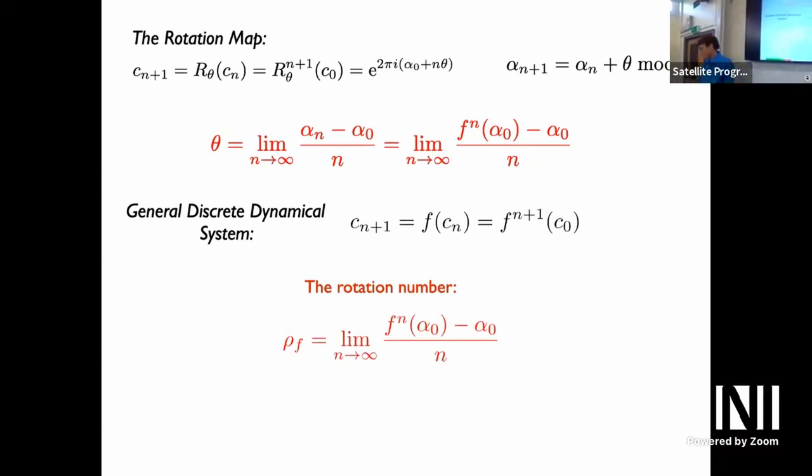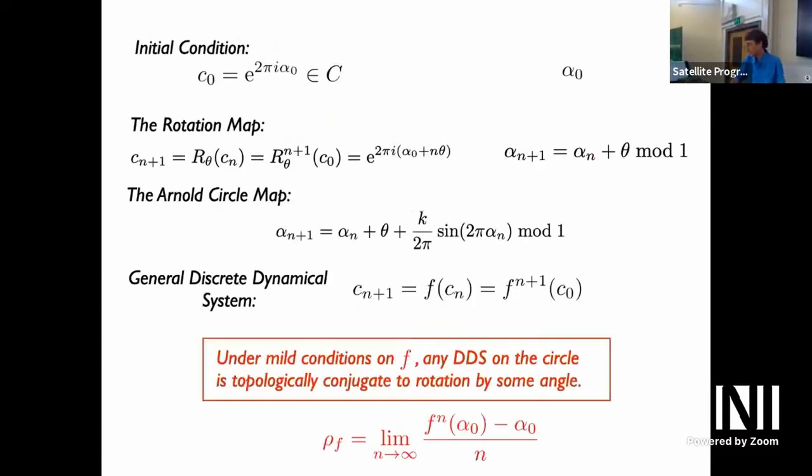So the claim here, which you can show, is that rotation by the golden angle has the lowest linear limit density under any discrete time dynamical system on the circle, because of this construction of this topological conjugacy. So that's kind of the statement there.